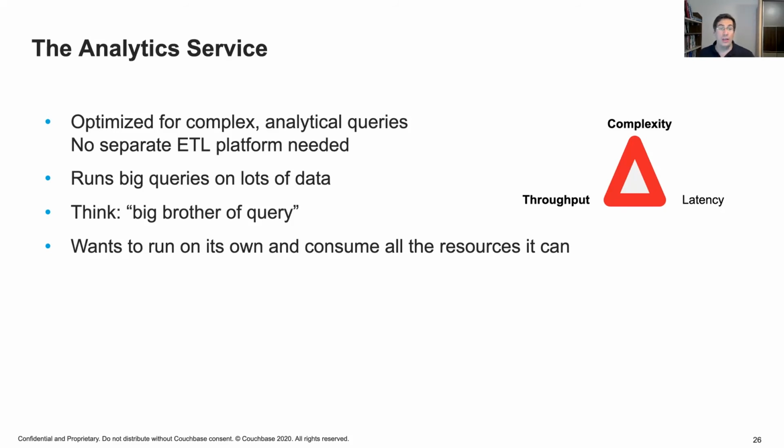So there is no extract, transform, and load platform needed, because the analytics indexes are streamed at the same rate, at the same time as your OLTP query indexes are. It's just that the data structures on the analytics service are very different and optimized for big, long-running queries that consume a lot of resources, but still crunch through a lot of data very efficiently, right? So think of it as the big brother of the query service.